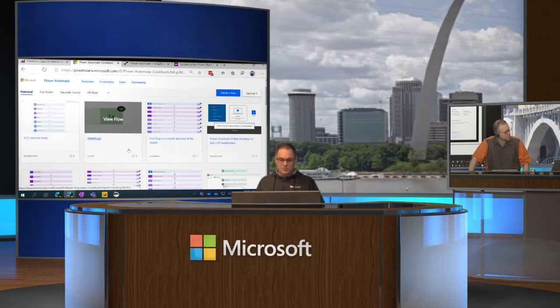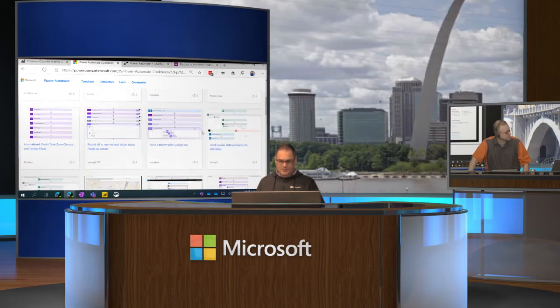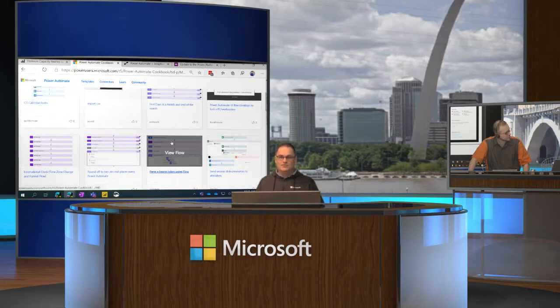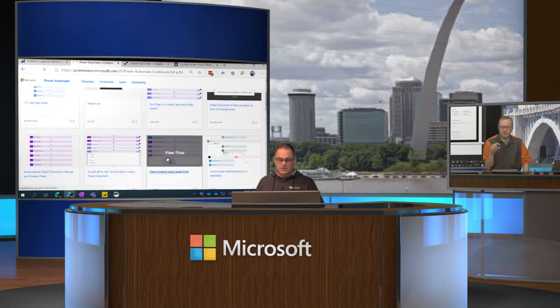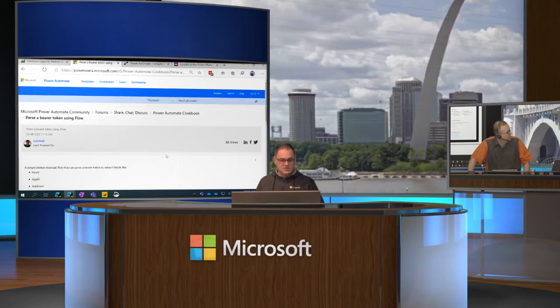Hey, you need to import a CSV. You need to, where's the one here? It was around parsing bearer tokens. Here we go, parse a bearer token using Flow, which is something that you may have to do quite often depending on the types of flows that you're building. This is just really good. So these are sample flows that are sort of broken out to solve functional problems? Yeah, that's correct. So this is just goodness.